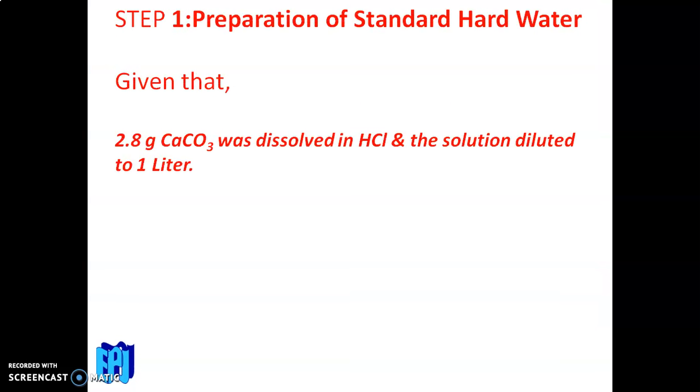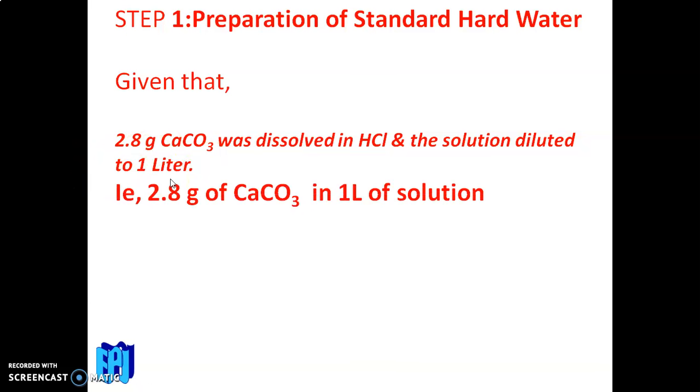The first step is cracking the first sentence, that is, the gram is provided, that is the standard. So we can say that this is the preparation of standard hard water. The sentence is 2.8 gram of calcium carbonate was dissolved in dilute HCl, and the solution is diluted to 1 liter. We just require these two values only. So from this sentence I can write 2.8 gram of calcium carbonate in 1 liter solution.